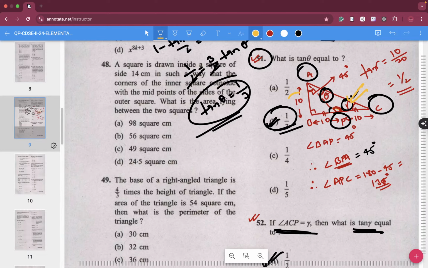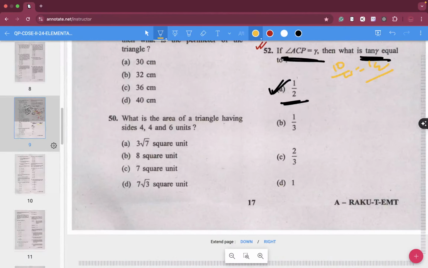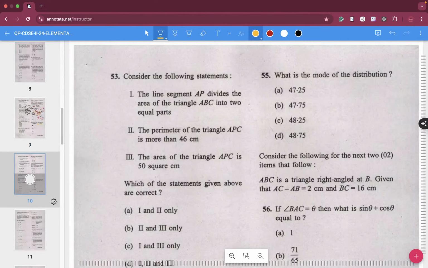So tan gamma is equal to opposite by this particular value. So 10 by 20, it is 1 by 2. Even if you are not able to solve question number 51, you should have been able to solve question number 52 for sure, easily, right? Okay, so that is question number 52, folks.